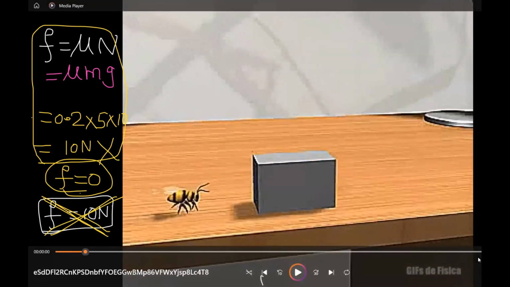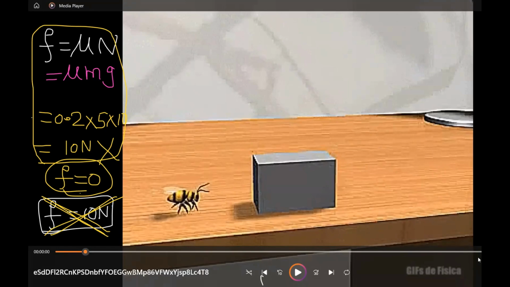See, B is not applying force on it, correct or not? Friction will come into the picture only if you try to move it, or else it won't come. Correct or not? If you apply force, then only friction will come. What is the question I gave you? Did I say I am applying any force on it?